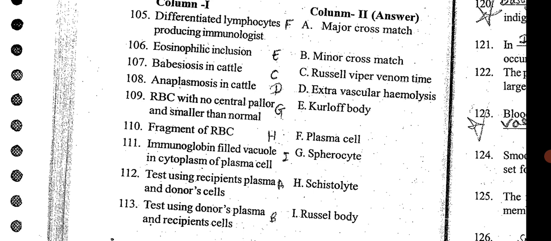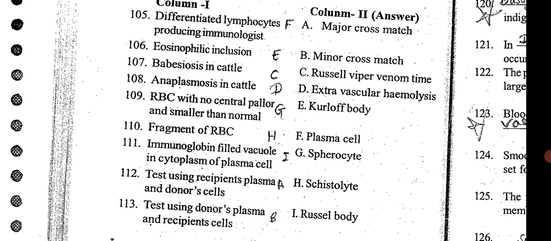We stated earlier that schistocytes are the fragments of red blood cells, and spherocytes are the smaller red blood cells with no central pallor. The difference between spherocytes and schistocytes: schistocytes are fragmented, and spherocytes are smaller with no central pallor.